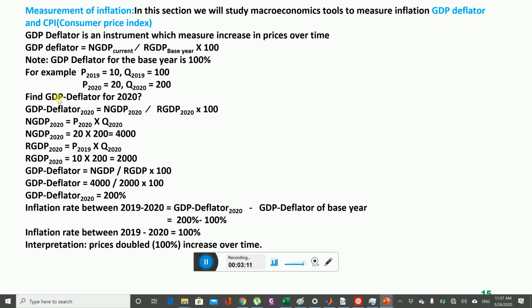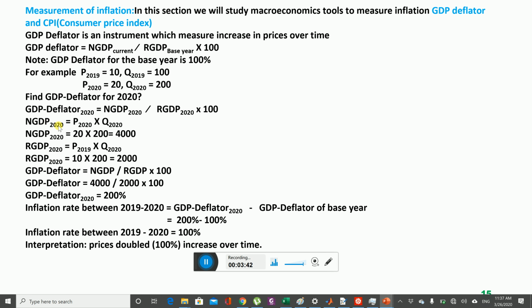Now we find the GDP deflator for 2020. The formula is again the ratio of nominal GDP to real GDP multiplied by 100. Nominal GDP divided by real GDP multiplied by 100. Now I am going to compute nominal GDP, then real GDP, and then we will substitute the values in this formula and compute the ratio. So we will find the inflation rate between the two years, 2019 to 2020.